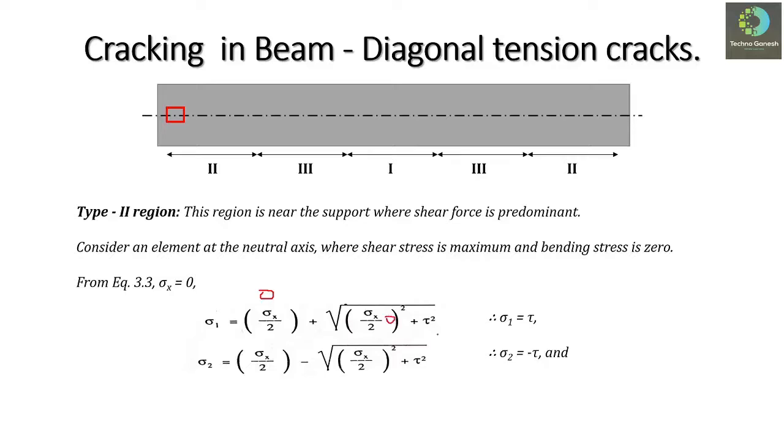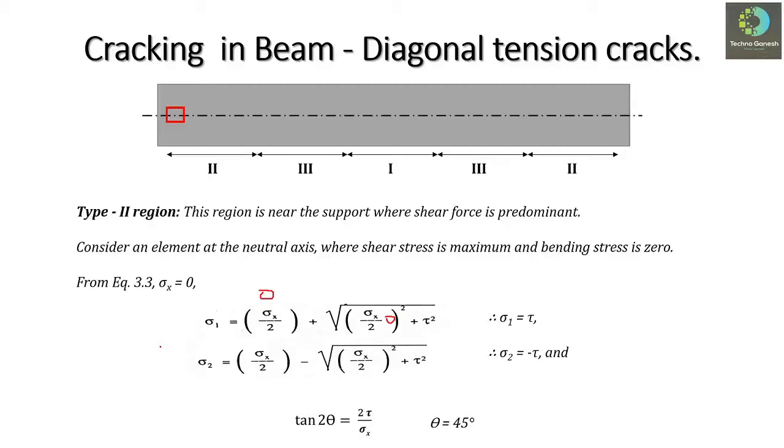So only tau square remains. Under root tau square will be equal to tau, and here minus under root tau square will be equal to minus tau. That's why sigma 1, the principal tensile stress, will be equal to tau, and the principal compressive stress will be equal to minus tau. And the angle of the principal plane, theta, will be equal to 45 degrees.